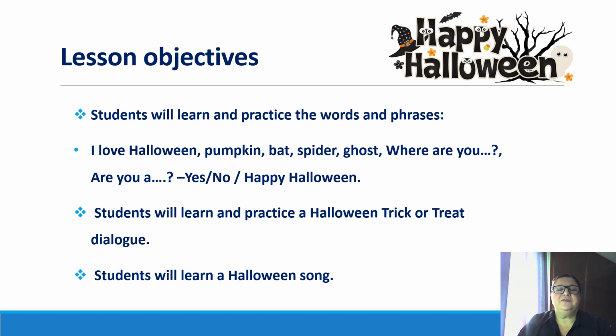Now, our objectives would be that the students would learn and practice the words and phrases I love Halloween, pumpkin, bat, spider, ghost, where are you, a yes, no answer, and happy Halloween. The students will also get to learn and practice a Halloween trick-or-treat dialogue, and they will learn a Halloween song.